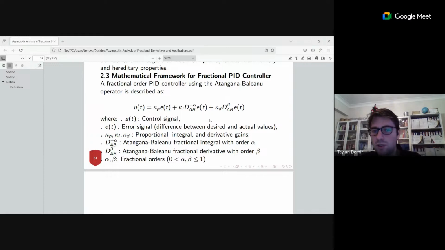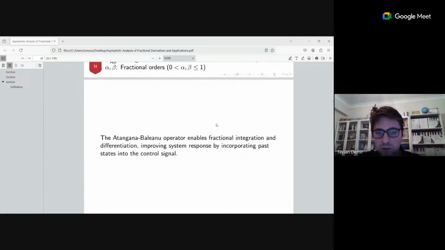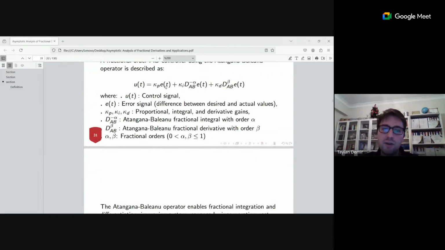But I used the Caputo fractional operator in my model when I studied for my Master of Science thesis at Shanghai University. Now, e is the error signal, the difference between desired and actual values. And I said kappa, and this operator is the Atangana-Baleanu fractional integral with order alpha. We can use the I symbol instead of D, not important, it doesn't matter. But this is the beta-order fractional derivative, the Atangana-Baleanu derivative, according to this model.